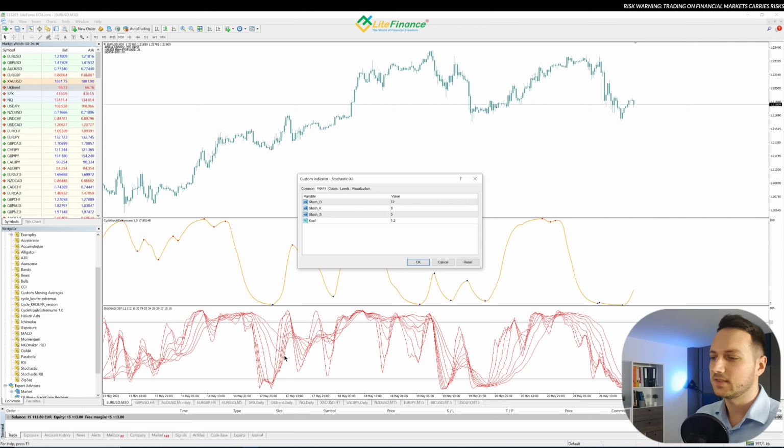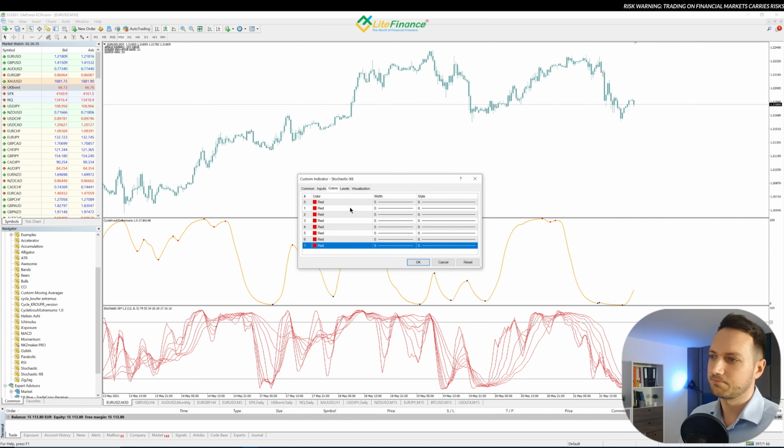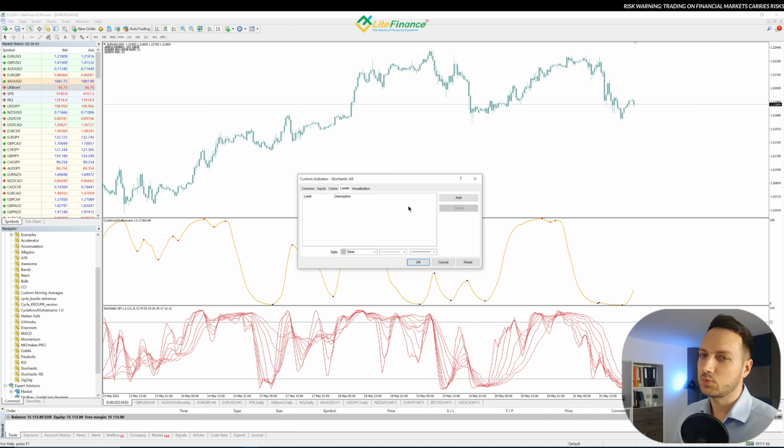On the stochastic, again, you are placing it on the chart, and what you should do is leave the values at default. Stochastic, the percentage D on 12, stochastic K on 8, and stochastic S on 5. So also allow DLL imports. Colors, we could leave them as they are on red. It doesn't really matter that much. And on levels, we should add the extreme levels.